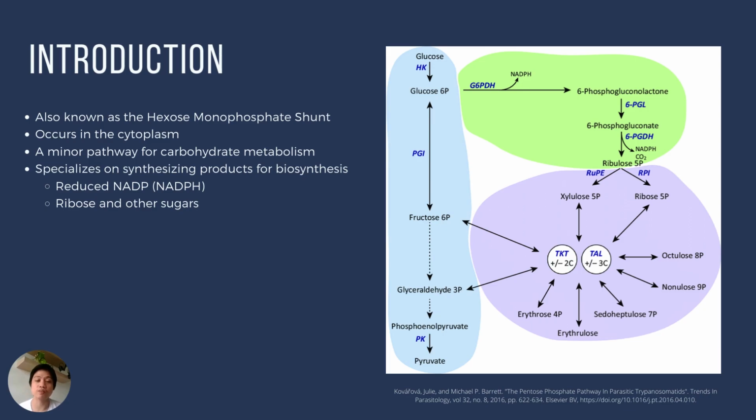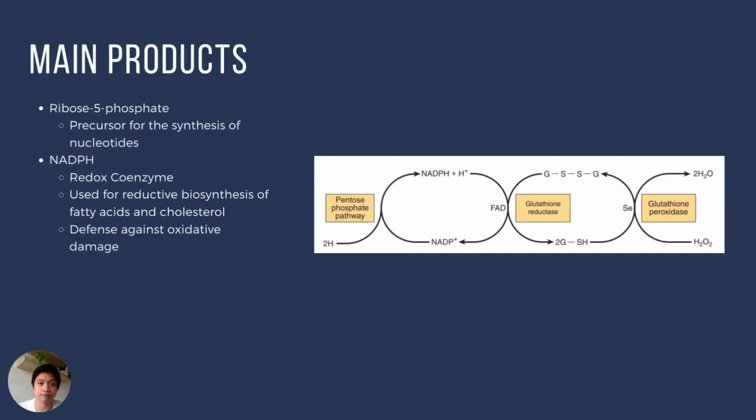So the pentose phosphate pathway shown in this image is colored green and purple. The green portion of the pathway is also known as the oxidative phase, and the purple portion of the pathway is known as the non-oxidative phase. The two main products of the pentose phosphate pathway are ribose 5-phosphate and reduced NADP or NADPH.